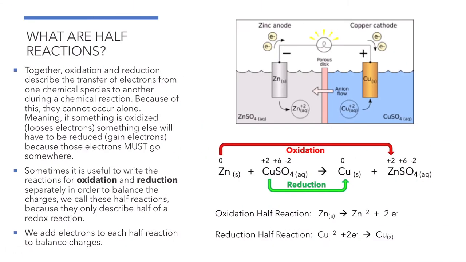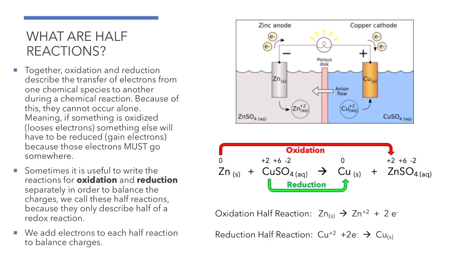All right, what are half reactions? So together, oxidation and reduction describe the transfer of electrons from one chemical species to another during a chemical reaction. Because of this, they cannot occur alone, meaning that if something is oxidized, it loses electrons. Something else will have to be reduced when it gains those electrons, because those electrons must have somewhere to go.